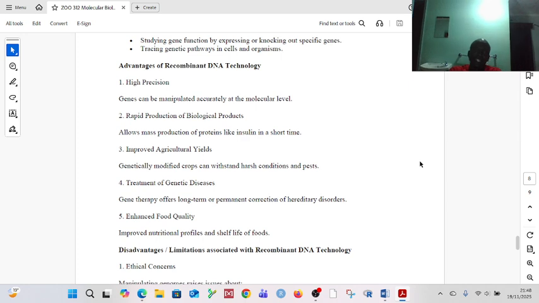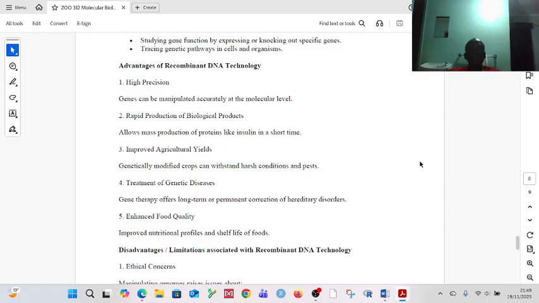Does recombinant DNA have any advantage? The answer is yes. Okay. So one is the high precision, which means genes can be manipulated accurately because you target a particular gene, you cut that gene. So it's not guesswork. Lazima ujue which gene you want. So that is the precision.